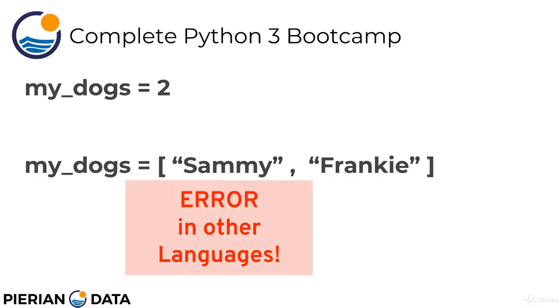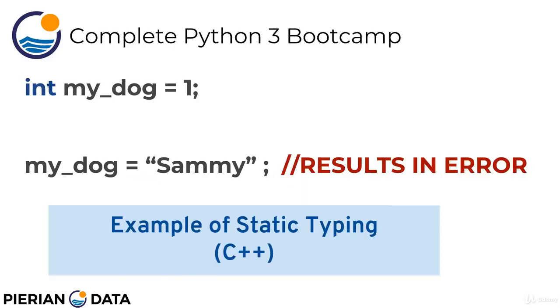And that's because these other languages are statically typed. Meaning, in another language, such as C++, you'd have to say int for integer, and then say my_dog is equal to whatever integer value you want, such as 1. And then later on in your code, you would not be able to assign it a different data type. You would not be able to say my_dog is equal to Sammy, because that's no longer an integer, and that would result in an error.